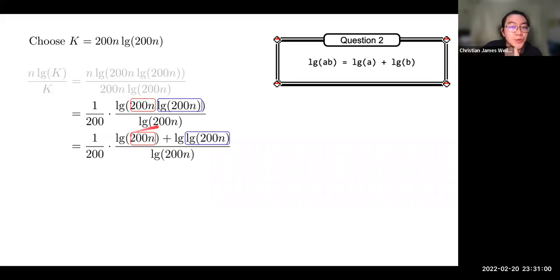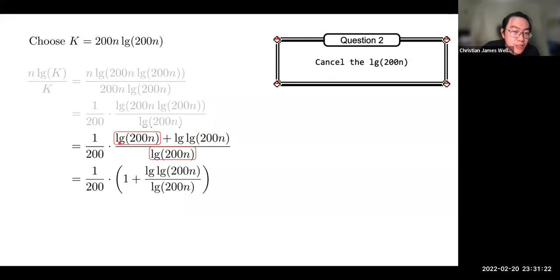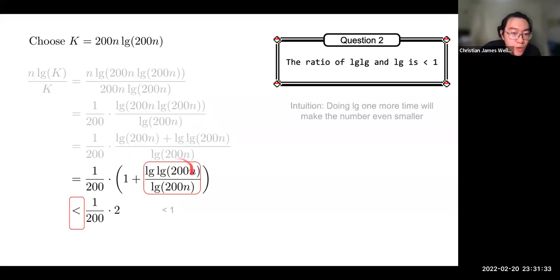Then we use logarithm rules to separate these two out. The reason we want to do this is because notice how the denominator is log 200n, and we want to attempt to cancel this off. So we have log 200n plus log of log 200n. Don't get too scared with the log. We do cancellations because these are equal terms. Then we have 1 plus log of log 200n over log 200n. What's this? Well, the ratio of this is less than 1, because if you take the log again, the number you get will be smaller.